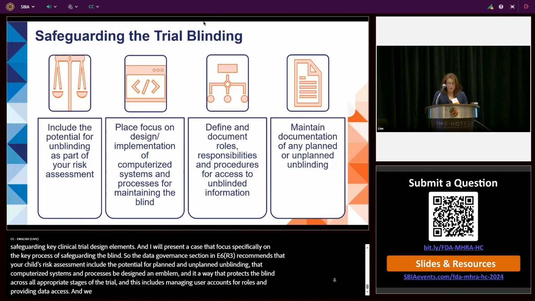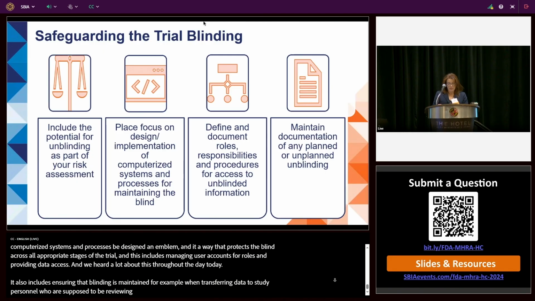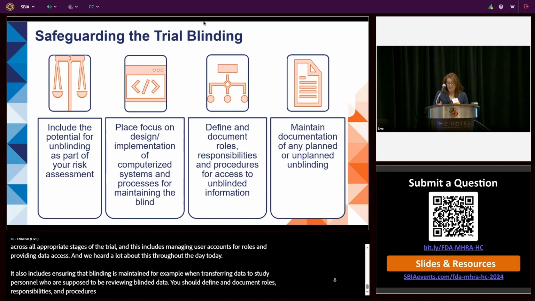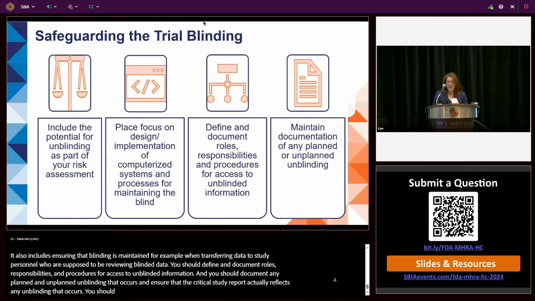It also includes ensuring that blinding is maintained, for example, when transferring data to study personnel who are supposed to be reviewing blinded data. You should define and document roles, responsibilities, and procedures for access to unblinded information. And you should document any planned and unplanned unblinding that occurred, ensure that the clinical study report accurately reflects any unblinding events that occurred. You should also assess the impact that these unblinding events had on the interpretation of the trial results, and this assessment should also be reflected in your clinical study report.